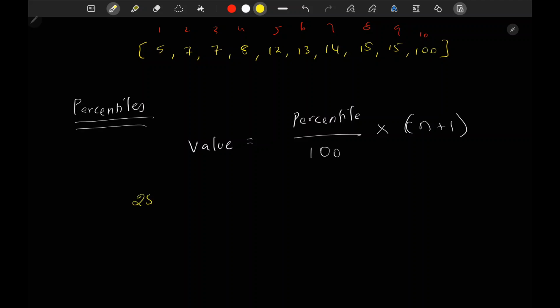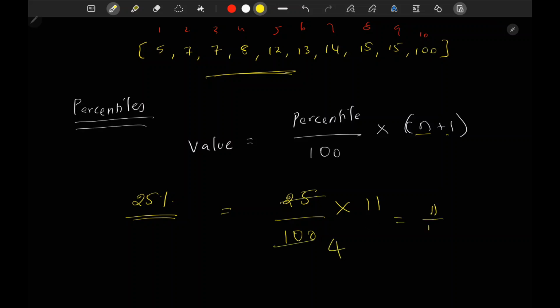So assume I need to calculate the 25th percentile value. I need to check which value is the 25th percentile in my data set. So here we will be having 25 divided by 100, then times 11, because 10 plus 1 will be 11. So it's going to be 11 by 4, which is 2.75. So in this data set, where will 2.75 exist?